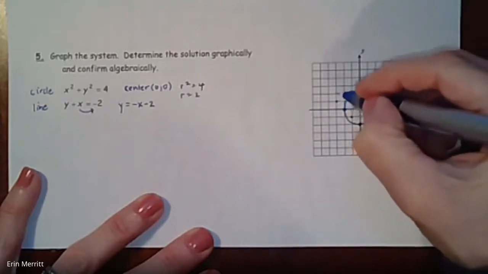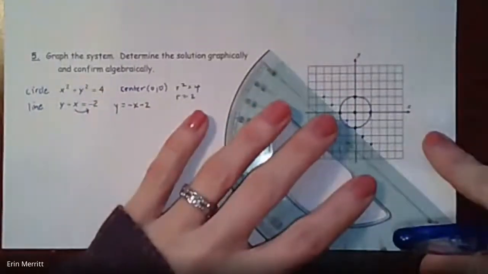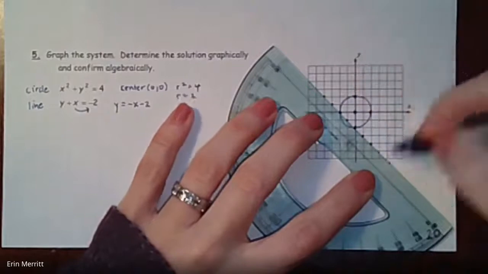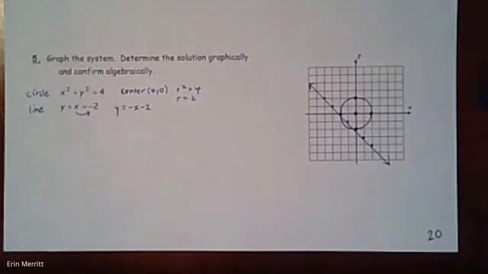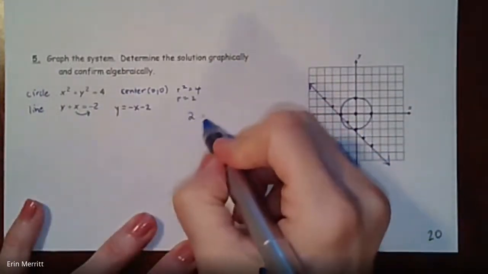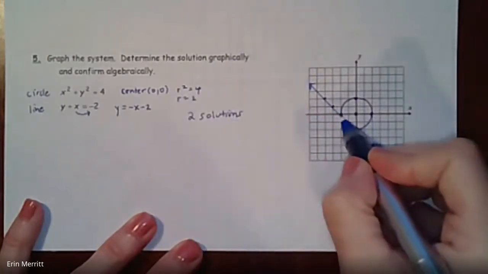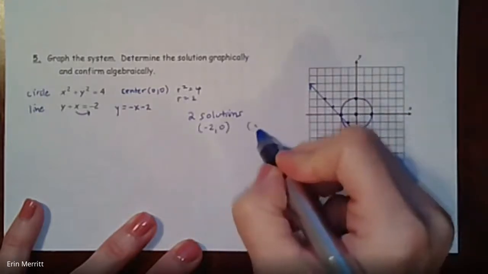So look at these nice pretty values where they're crossing. I think I have a straight edge floating around in here. Yeah, there we go. That'll work. All right, that could have been nicer, but I tried. Okay, based on this, I have 2 solutions. So my 2 solutions should be, let's see, this is negative 2, 0. And then this is 0, negative 2.